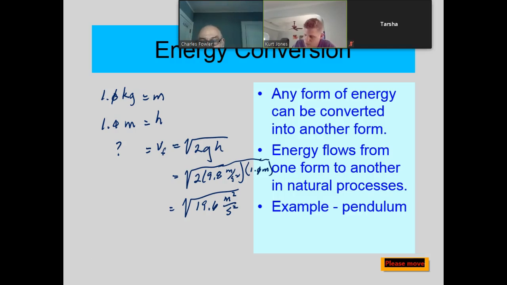Okay? Now, I can't do this one in my head. The square root of 19.6. I can tell you it's between 4 and 5, but I don't know where in between 4 and 5 it is. You want to do that on a calculator? 4.4. Let's just round it to 4.4. And when you take the square root of the number, you also take the square root of the units, which would be meters per second, which is a great unit for a velocity. So it's 4.4 meters per second.